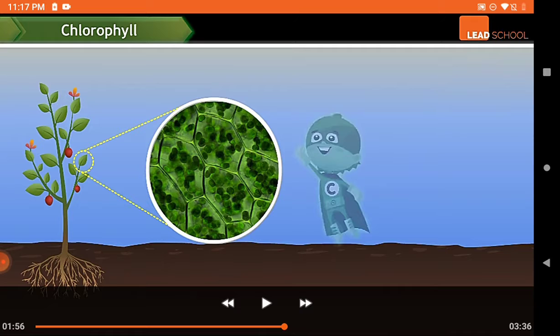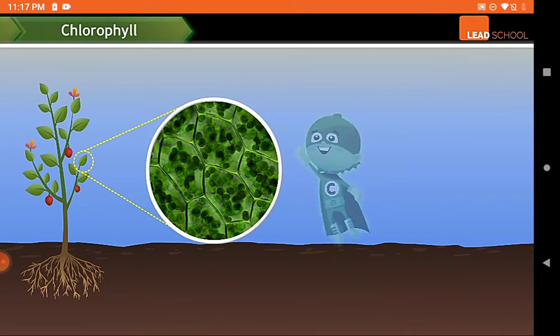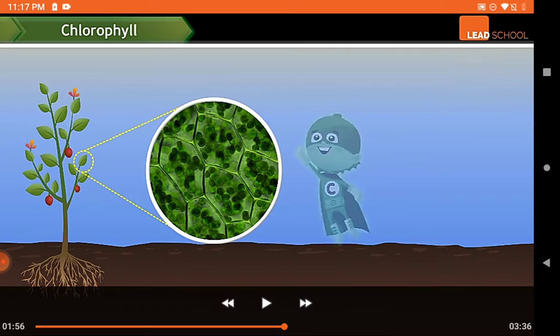So students, why does the leaf or plant look green? Chlorophyll gives color to the plant, and chlorophyll also helps to make energy from sunlight.